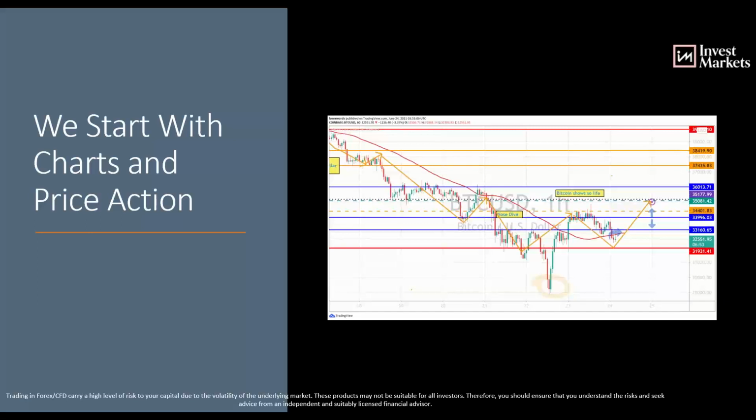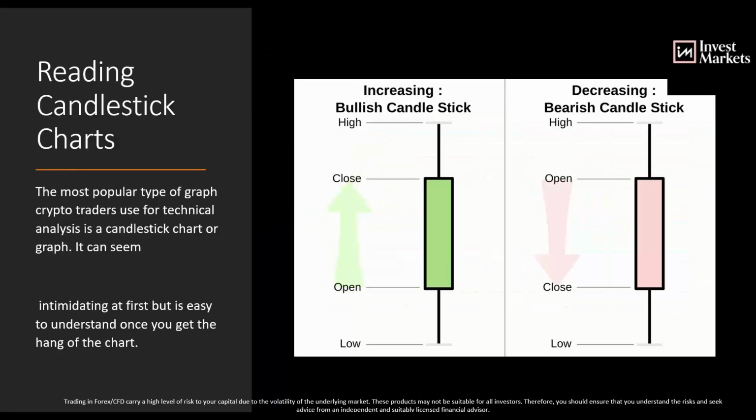So we start with charts and price action. Most of us that are traders today use candlestick charts. Now, we're not here to learn about charting today, but remember, a candlestick chart tells us a lot about the markets. We see the open, the high, the low, and the close for each candle, each pattern. So the most popular type of graph crypto traders use for technical analysis is candlestick charts. It can seem intimidating at first, but it's easy to understand once you get the hang of the charts.